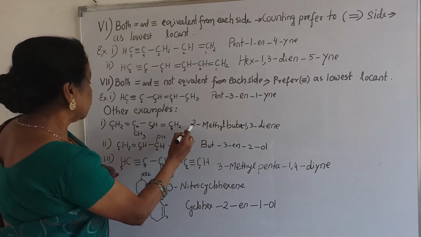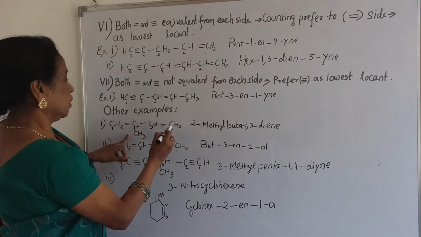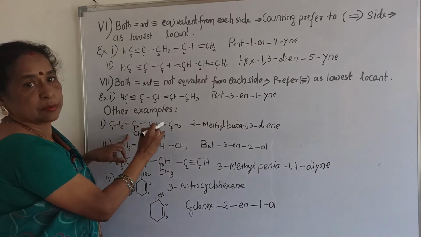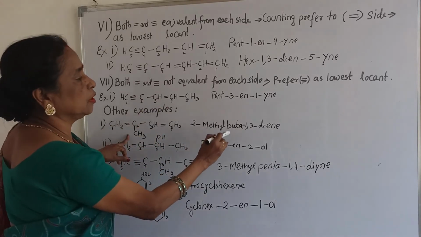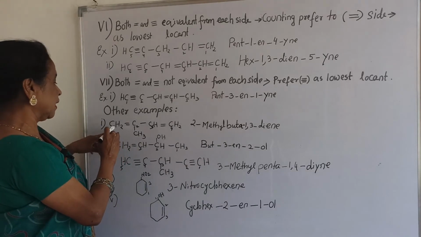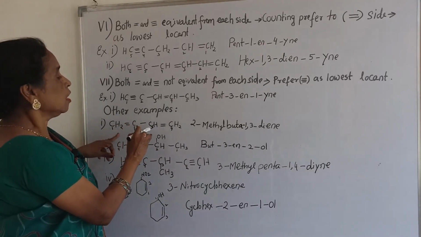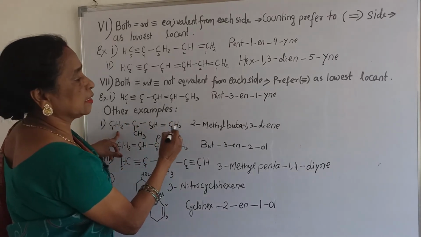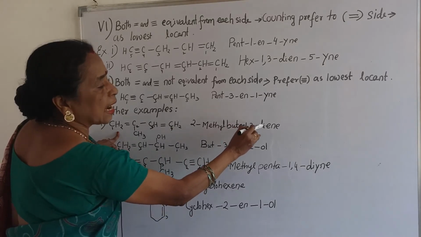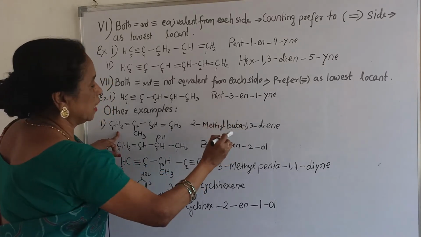That is why 2-methyl. Here, how many carbons in the long chain? 4 carbons, so buta. The double bonds are present at position 1 and position 3, that is why 1,3-diene. Diene means 2, en means double bond.